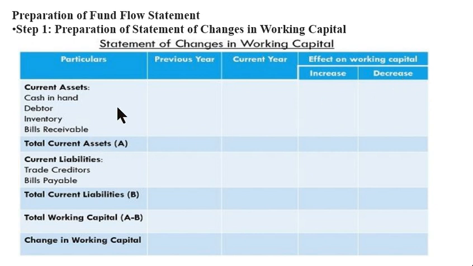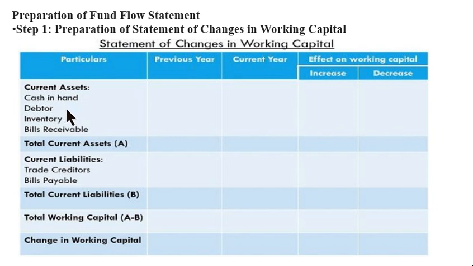So first, you have to write the current assets. There are different current assets involved, such as cash in hand, cash at bank, bills receivable, sundry debtors, stock, prepaid expenses, and accrued incomes. I have mentioned the important ones; there are others also. Prepaid expenses and accrued incomes also come under current assets.